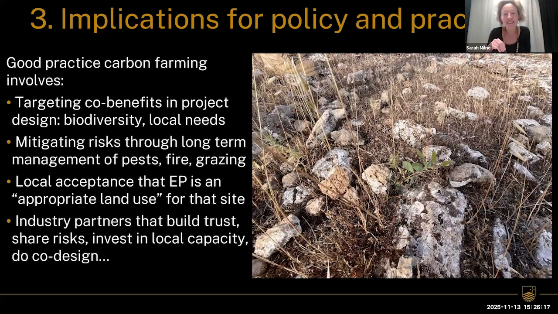And finally, a lot of this work around juggling the costs and the benefits and juggling the design questions falls to industry partners and then community networks who need to build trust. They need to find ways to share risks and to invest in local capacity and co-design.